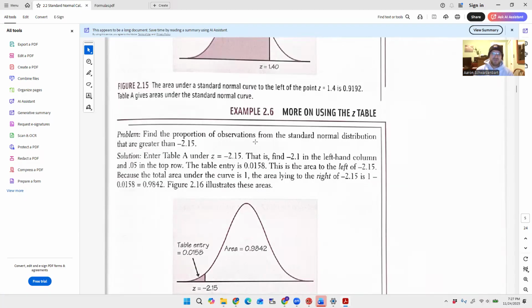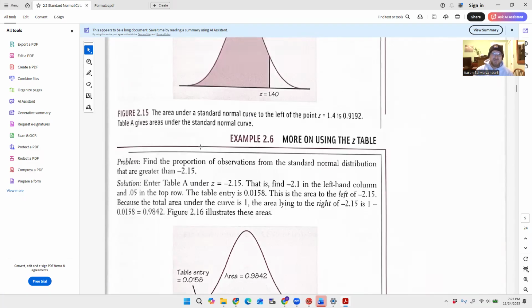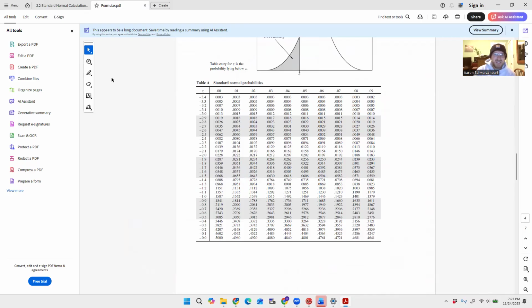So now find the proportion of observations from the standard normal distribution that are greater than negative 2.15. So this is just the standard normal distribution, that's the standard normal table. So I find negative 2.15. I go to my negative 2.1 line, go over to my 0.05 column, and I've got 0.0158. It said greater. So what it's really looking for is this side. Remember, the standard normal table always gives me the left side.